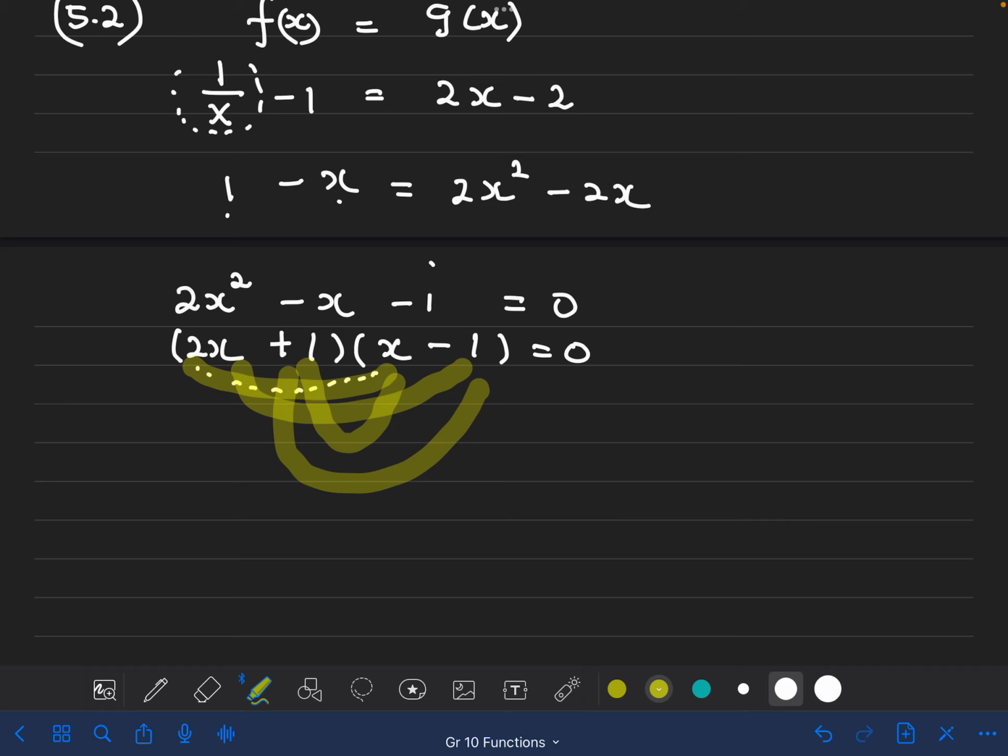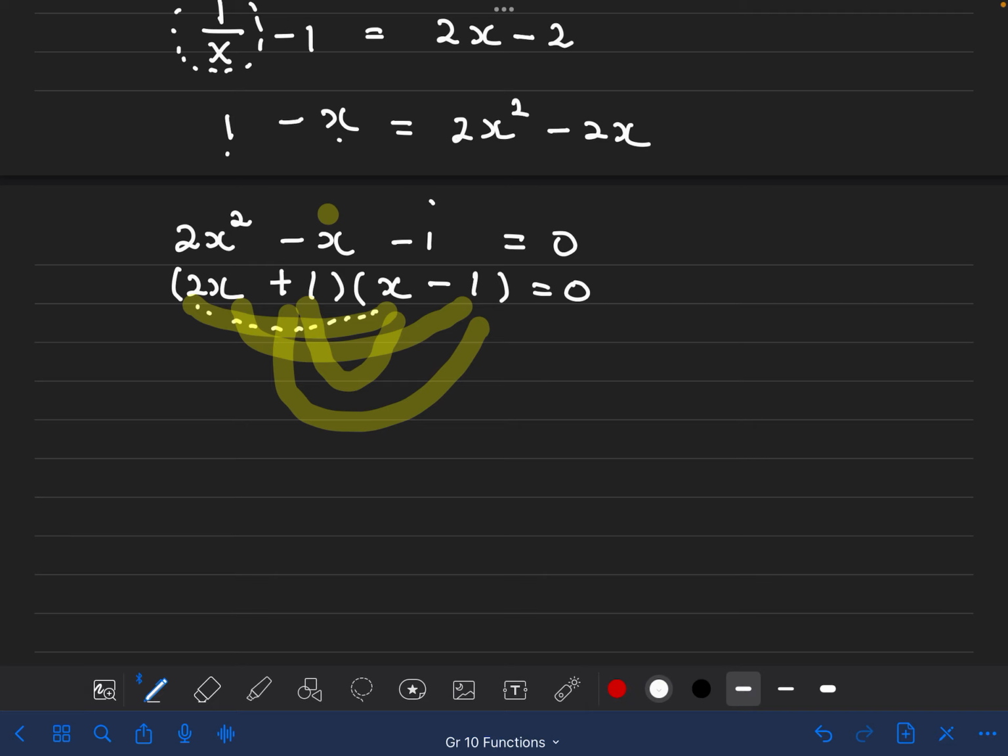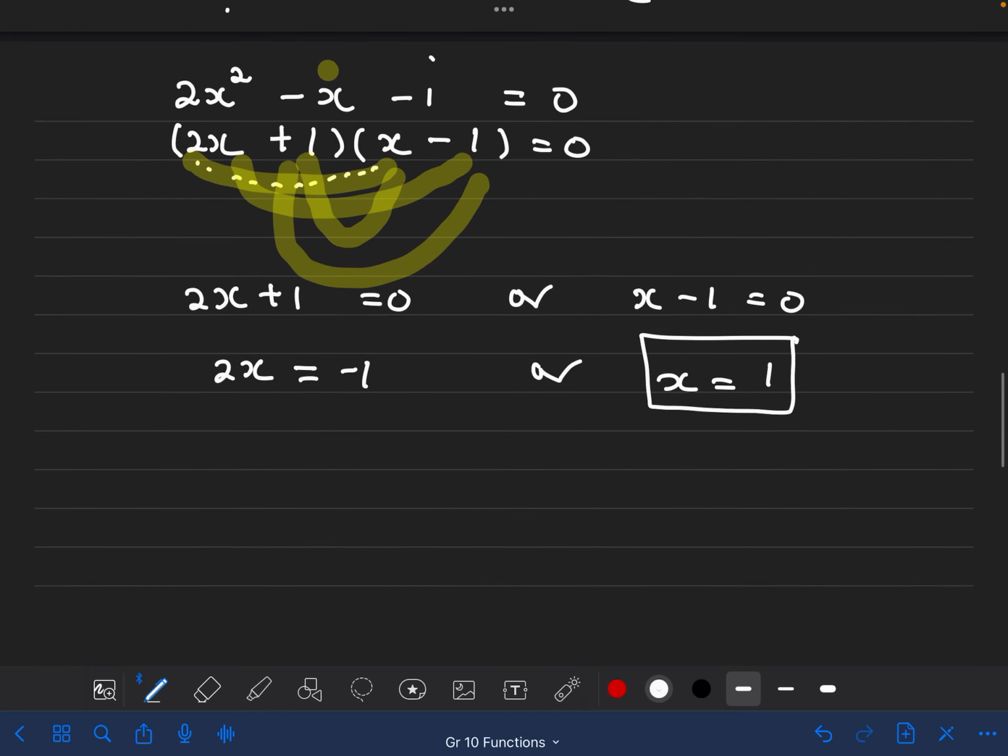And if this gave us maybe positive x over here, we're just going to have to swap the signs, right? Okay, so let's solve this. This is going to be 2x plus 1 is equal to 0, or x minus 1 is equal to 0. And then now over here, 2x is equal to minus 1, or x is equal to 1. This is the first x value where f of x equals g of x.